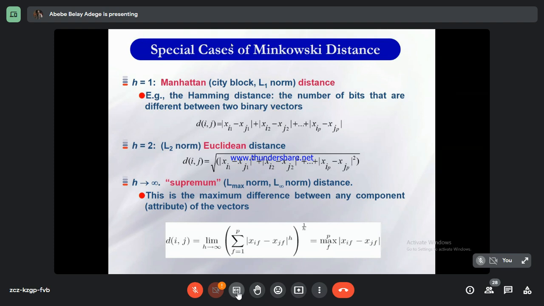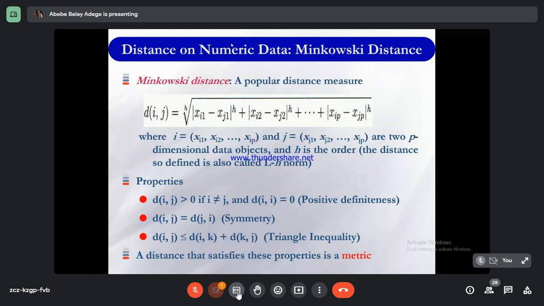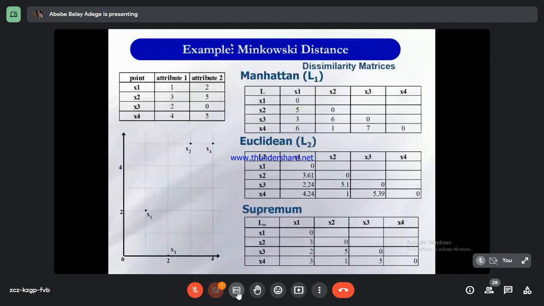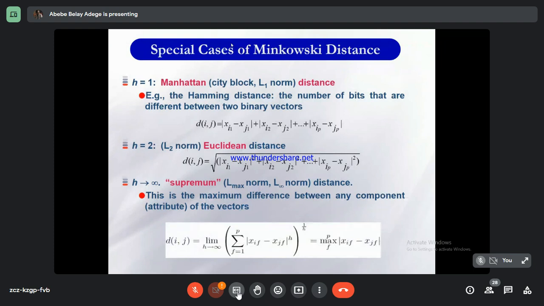And Euclidean distance is a common distance measurement between two points using the square root. So these three very important distance measurements are very interesting, and usually they are applicable in machine learning, as you have remembered.